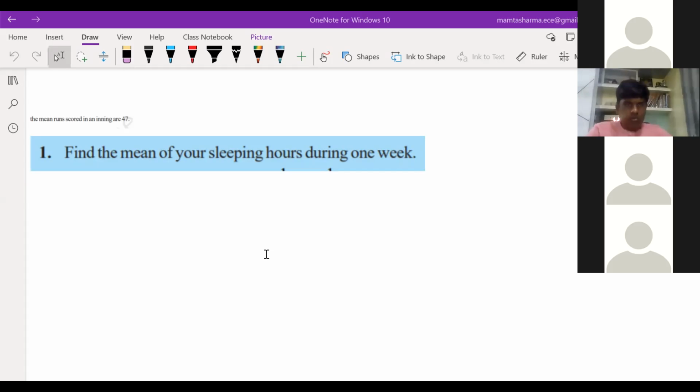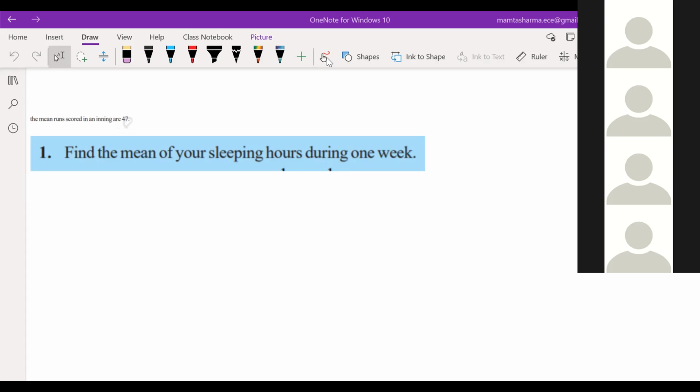Ma'am, I kept an average of 10 hours of sleep daily. Okay, so if daily you are sleeping 10 hours, 10 plus 10 plus 10, 10 into 7 divided by 7, you will get? Ma'am, it will be 70 divided by 7. Yes, mean 7 hours. Ma'am, I got my mean as 9.